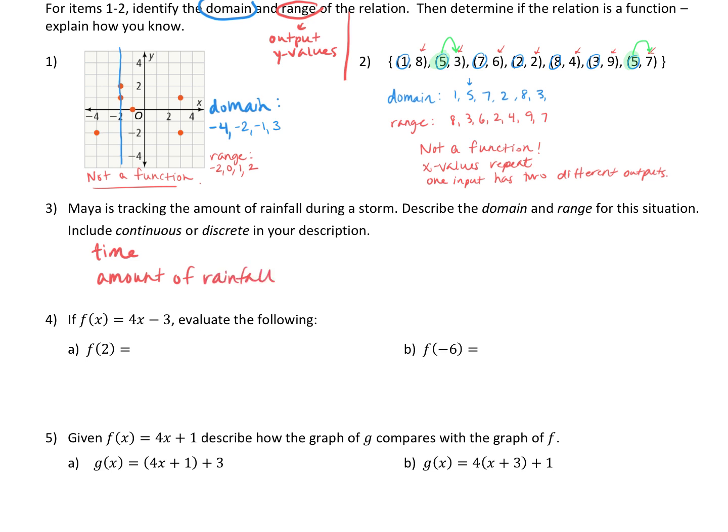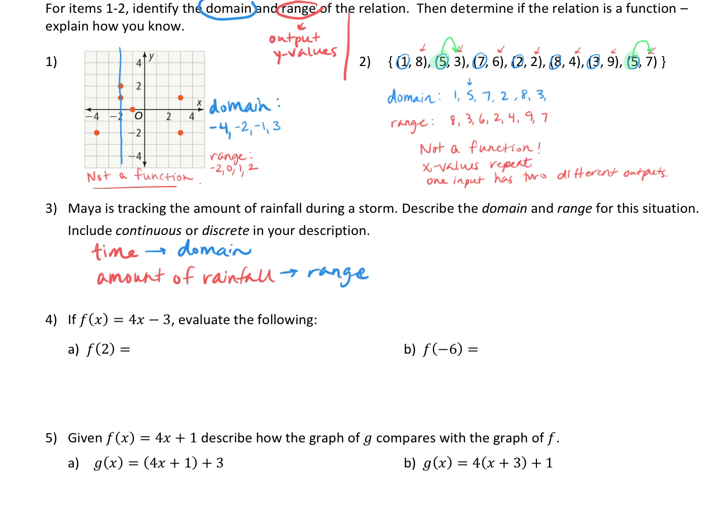So here's the question. Does the amount of time determine the amount of rain that has fallen, or does the amount of rain that has fallen determine the time? Like number of hours, number of minutes, whatever the time may be. And when we think about it in that way, we would say, well, the amount of time would determine how much rain has fallen. So that means that the time is our domain, and the amount of rainfall will be our range.